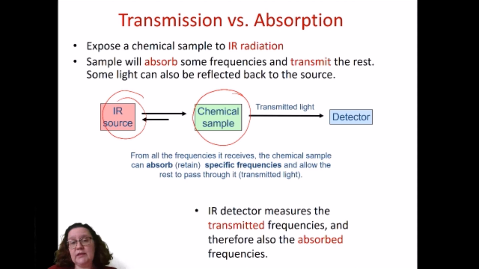The infrared detector then measures what frequencies of infrared radiation have gone through, and by default it will tell you which ones have been absorbed by the sample. In that way, you get information about the chemical sample by knowing which wavelengths have been transmitted and which ones have been absorbed. And those infrared frequencies will depend on the structure of the sample and the bonds that the sample has.